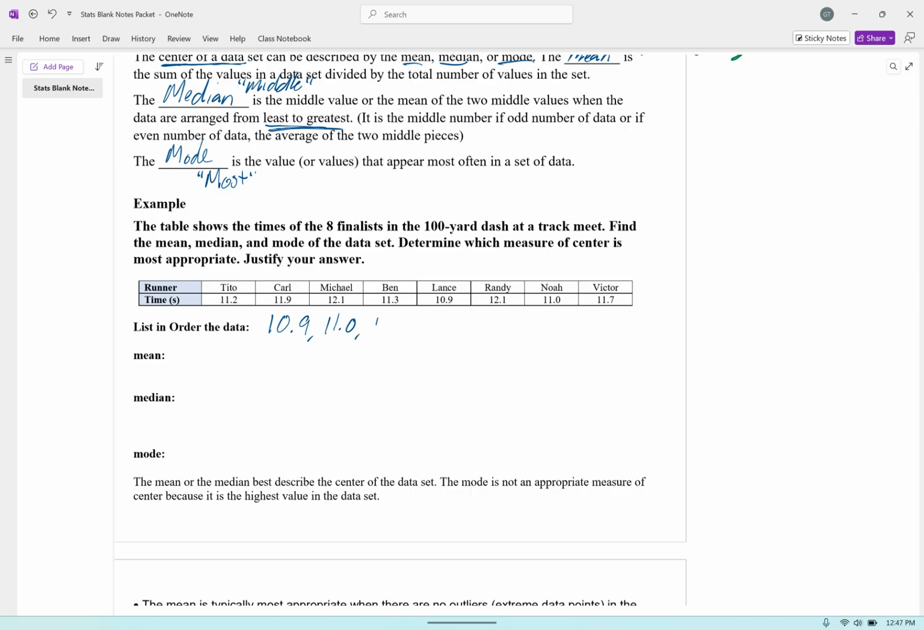We have 11.2 and 11.3. Okay, then we have 11.7, 11.9, and 12.1 twice. Okay, so that's from least to greatest. All data points are represented. Now we need to find the mean. Okay, the mean demands that I add them all together.